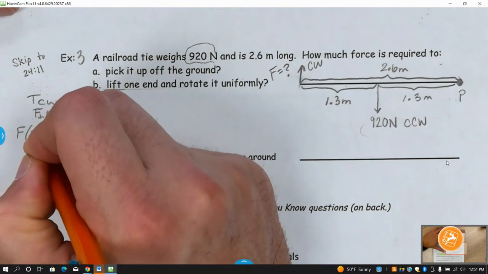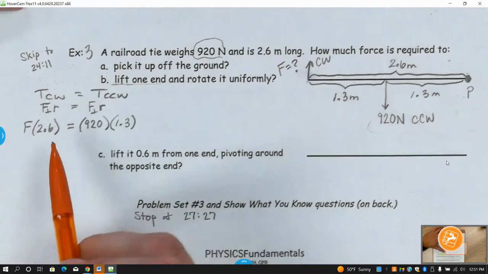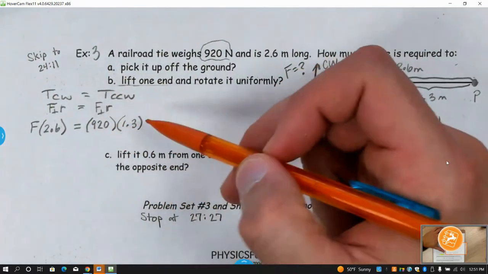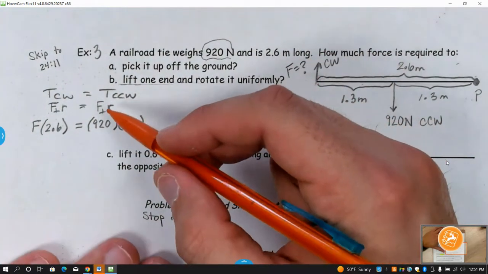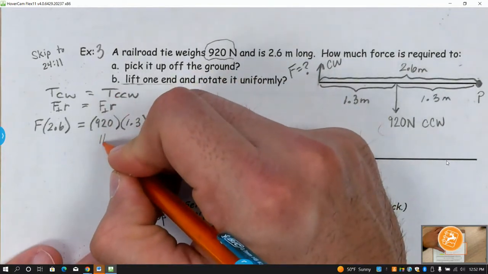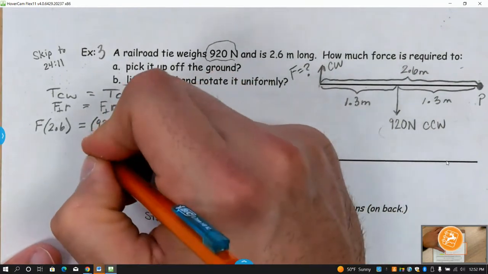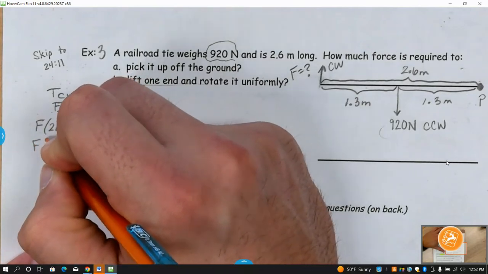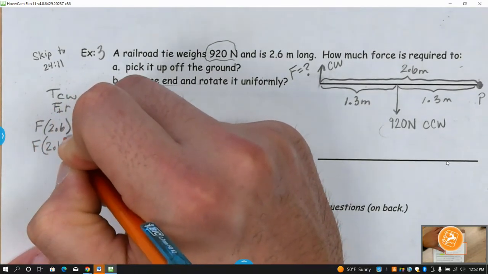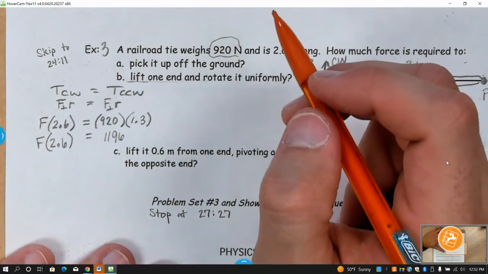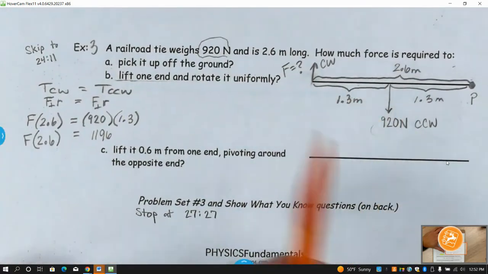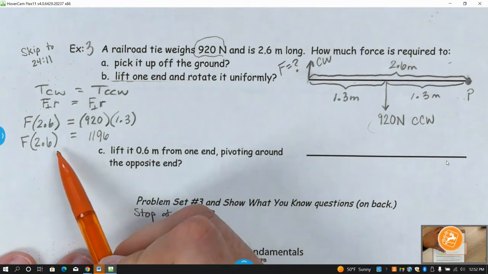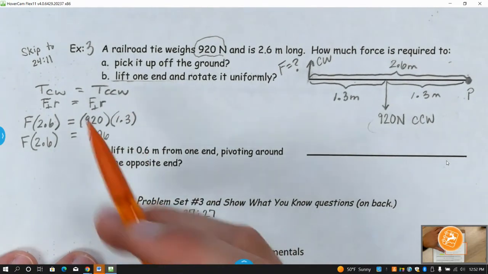So, guys, this is it. And then solve for F. So what would I do? I'd have to multiply this side. So 920 times 1.3 is 1196. That equals F times 2.6. Oh, so you got that 1.3 from having 2.6? Correct. I'm confused for a minute. It's all right. That's why we ask our questions.